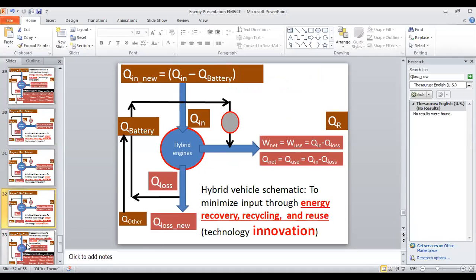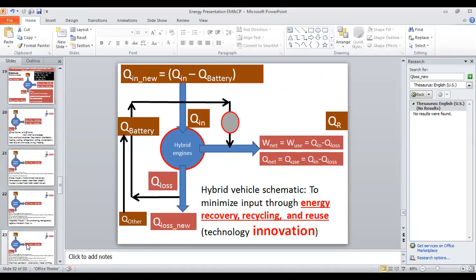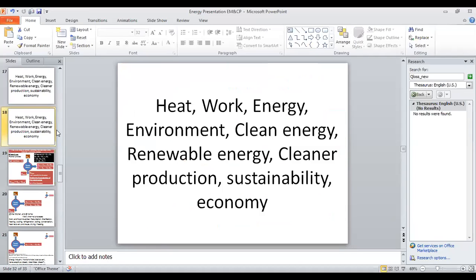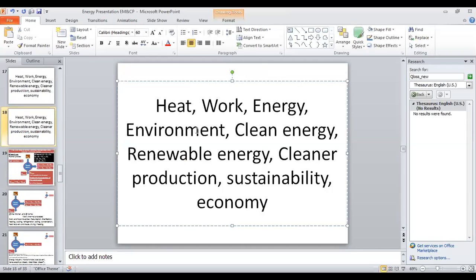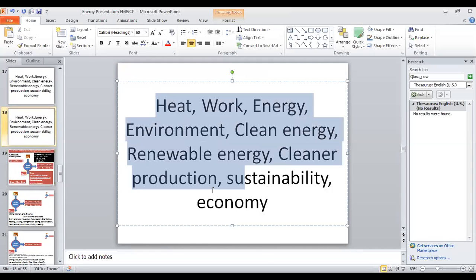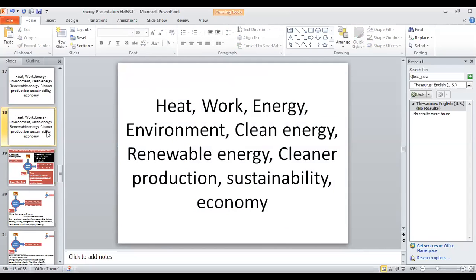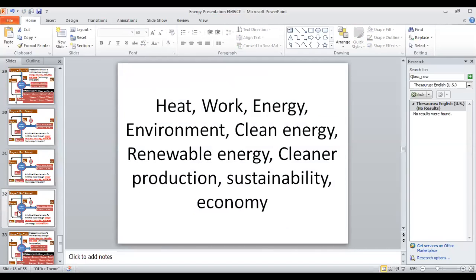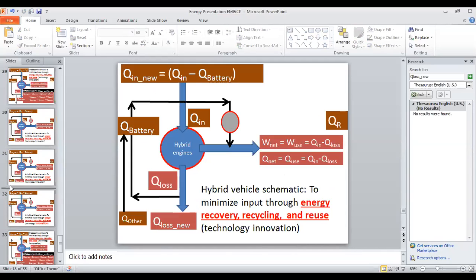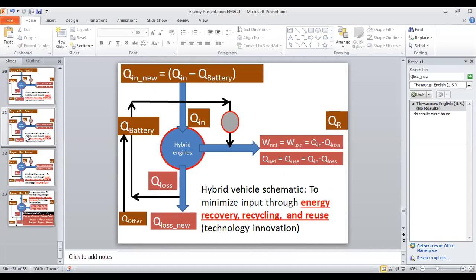So I have no plan to spend another day on this. But here, heat, energy, environmental, clean energy, renewable energy, cleaner production, sustainability and economy. This area has not been covered yet in the class because this is a huge area. So we have to discuss. It should be with dialogues. So probably we will see how to gain more knowledge in the coming sessions.